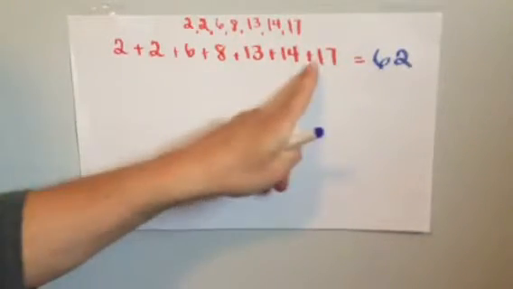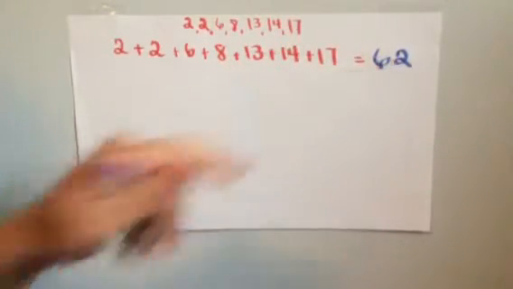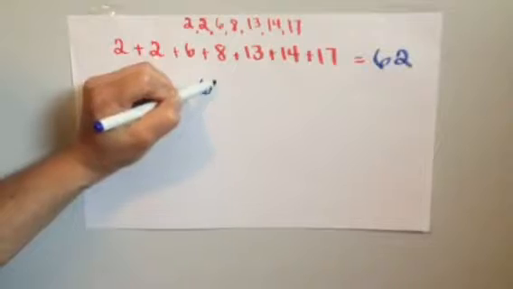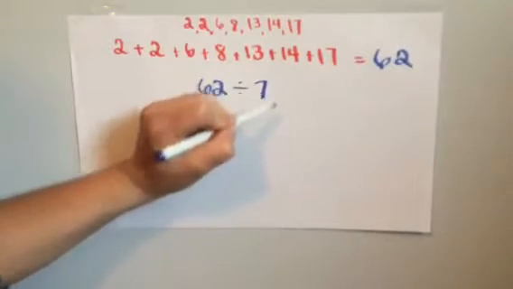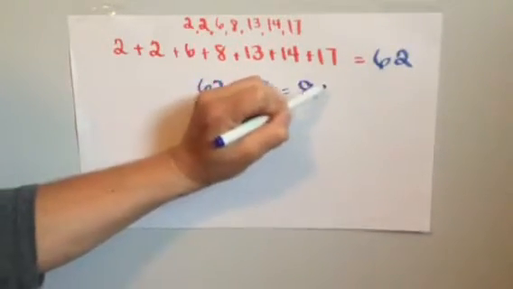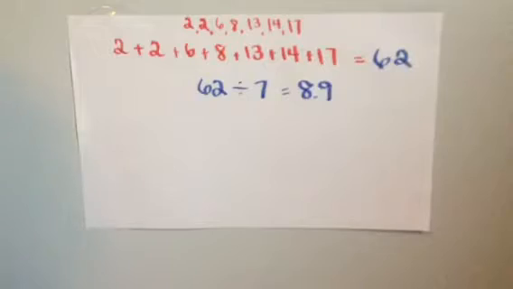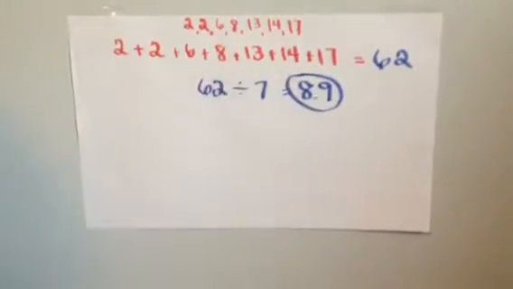But we also want to see how many numbers are in our set. So 1, 2, 3, 4, 5, 6, 7. We have 7 numbers in our set. We're now going to take that 62 and divide by 7. And when we divide 62 by 7, that gives us 8.9. So our mean for this set of numbers would be 8.9.